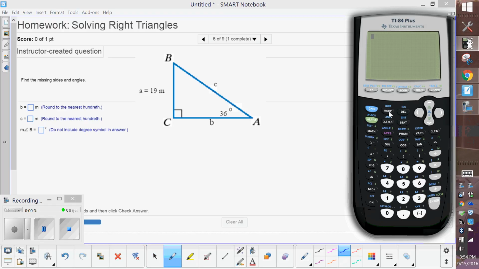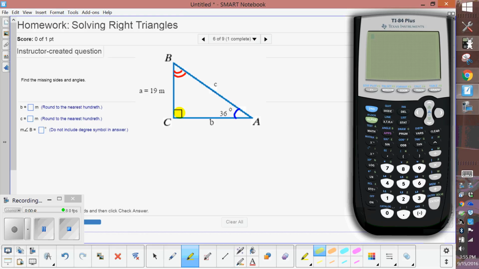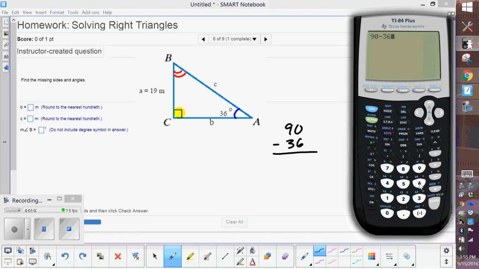So looking at my diagram, here's the reference angle they give me, 36 degrees. And I'm going to find angle B right here. I know that all triangles add up to 180 degrees. And since this is 90, that means these two right here have to add up to 90. So mathematically, if I say 90 minus 36, enter, then angle B should be 54 degrees. And I'll write that up here, 54 degrees.